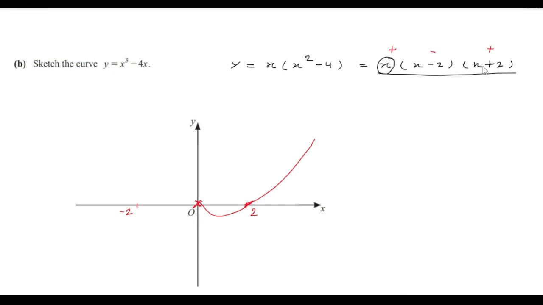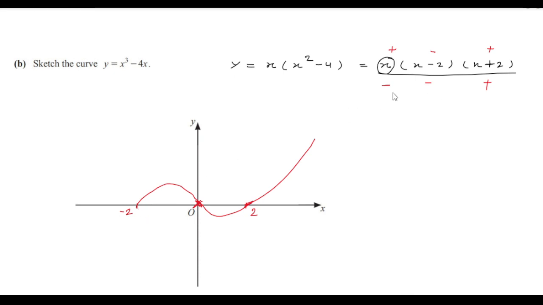Now between 0 and minus 2, this x value will be negative. Between 0 and minus 2, this x minus 2 is also negative. And between 0 and minus 2, this x plus 2 is still going to be positive. So minus minus positive. So on this side, I will get a positive value. So it will be something like this. Okay. Now why I am taking a turn? Because at minus 2, I need to come here because my y value is 0.